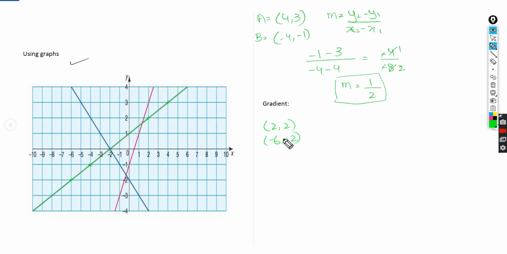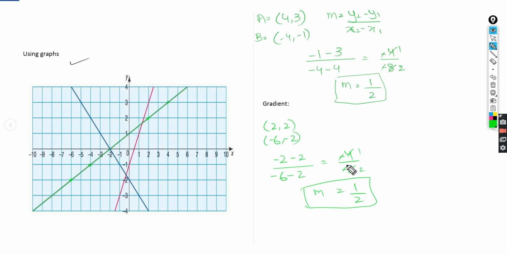What we are thinking is that our answer would again be the same, half. So let's try that out. y2 minus y1 over x2 minus x1. y2 is -2 and y1 is 2, so -2 minus 2 over x2, which is -6, minus x1, which is 2. So again, -4 over -8, minus cancels out, ones are, twos are, and voila, my answer is exactly the same for some other points.